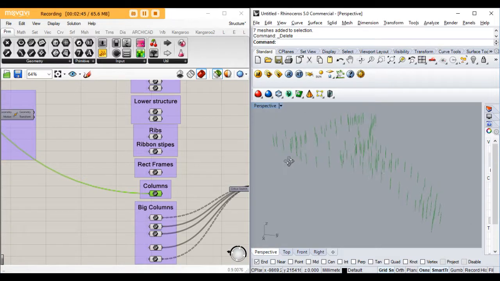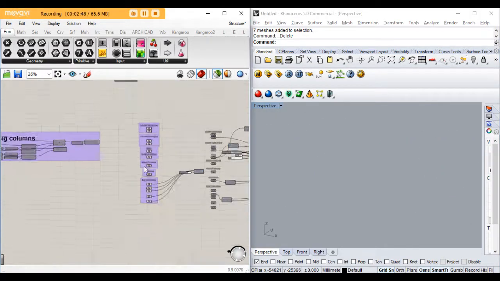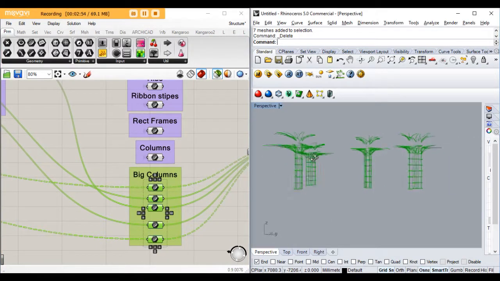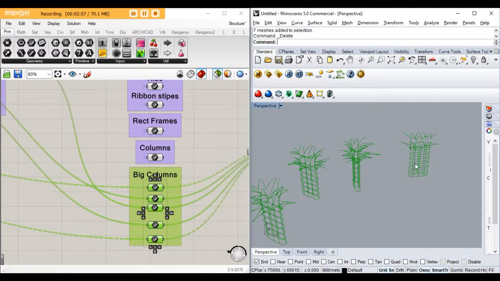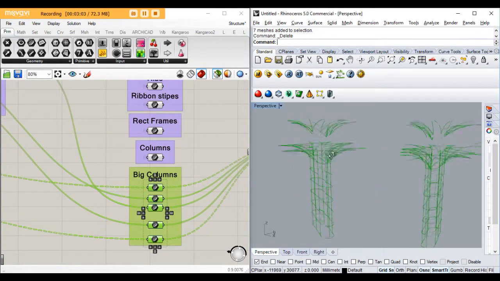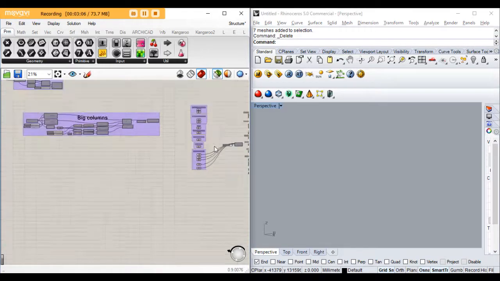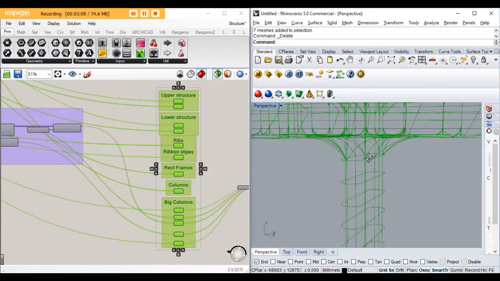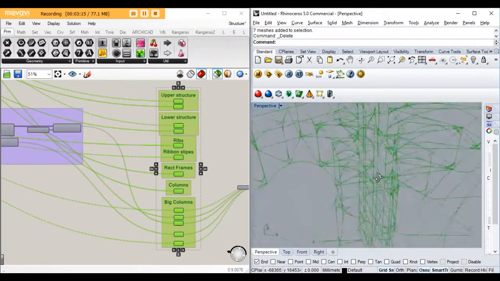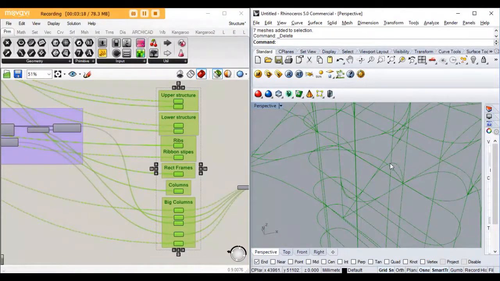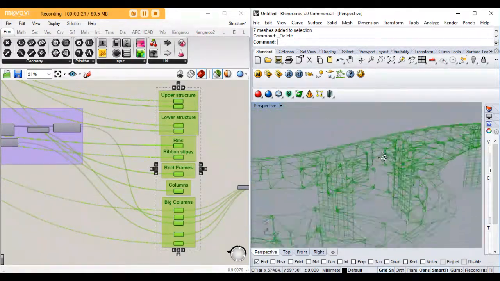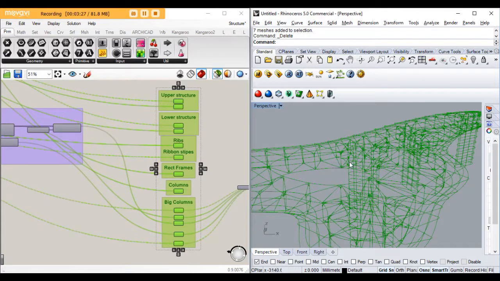Then there is the inner columns system, and then go the big columns, which are kind of tree-like systems that go up, and then they have the branches that connect to the lower and upper structures. So everything together. Here you can see the column goes up, then it opens up these branches, and as you can see, each branch perfectly corresponds to the rectangles that form these structures of the inside space.